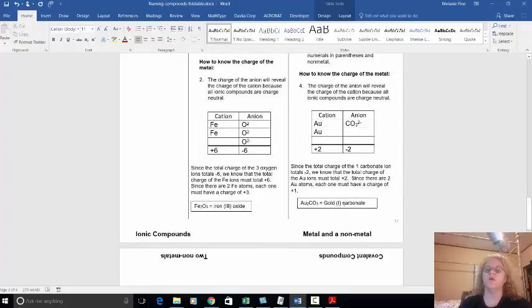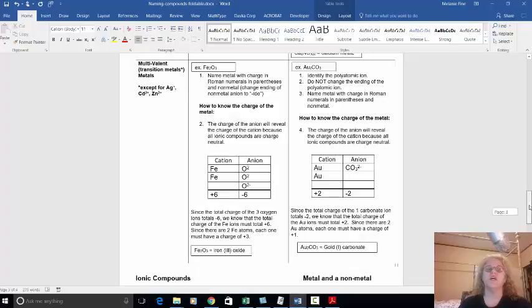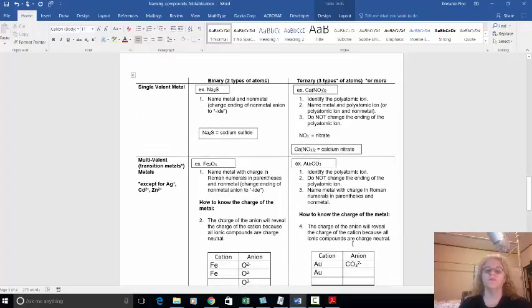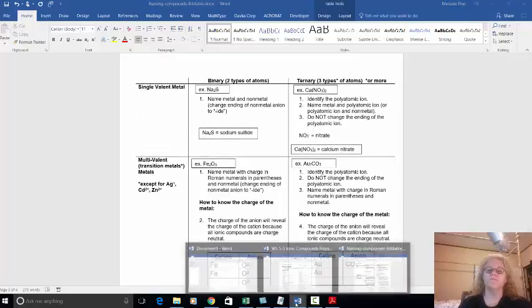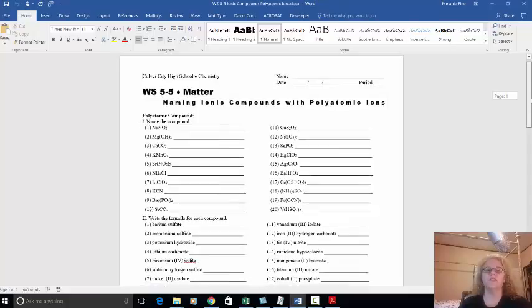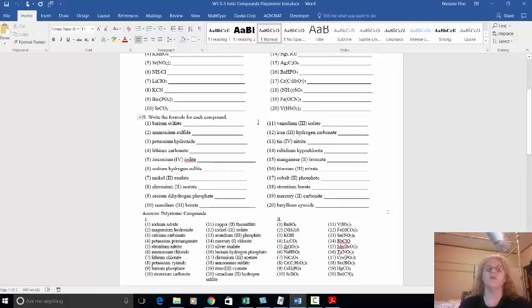So we name it gold(I) carbonate. Okay? So that's how you name multivalent ternary compounds. So let's go to our worksheet. Here are polyatomic ions, and these are ionic compounds with polyatomic ions. When we get to the second part, they want you to write the formula. Let me see if I can find my stylus. Just one sec.